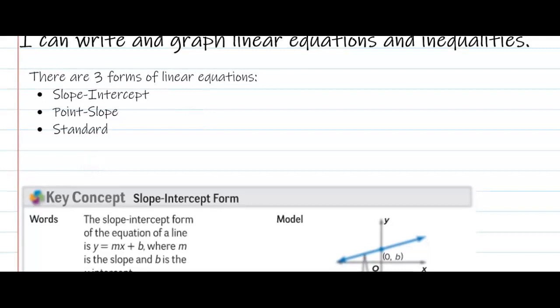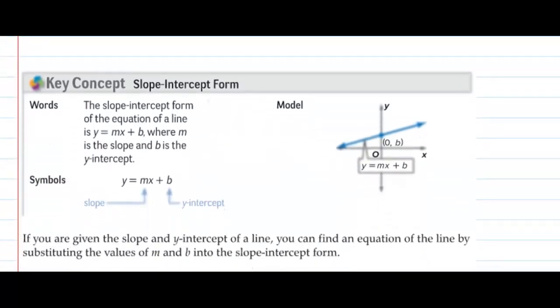Let's start with linear equations. There are 3 forms of a linear equation. They can be in slope-intercept form, point-slope form, or standard form. Those are our 3 choices. They are all perfectly acceptable forms. Certain situations, one form will be better than another form, and that's what we're going to explore.